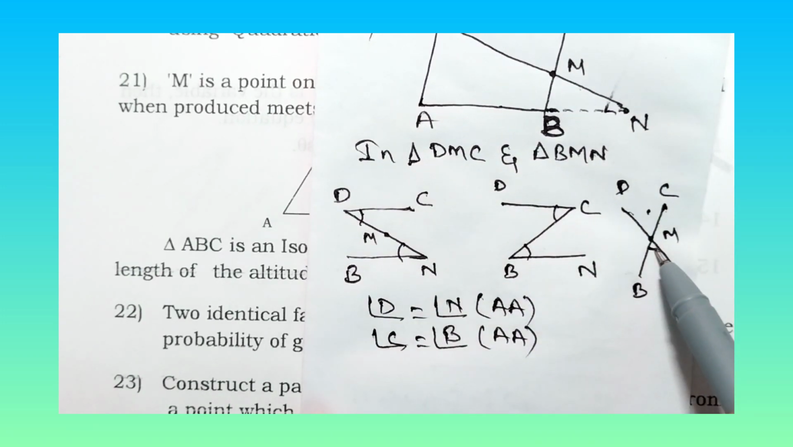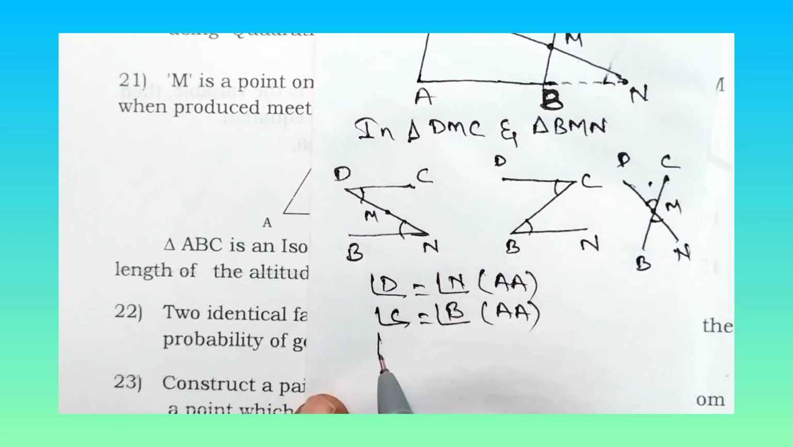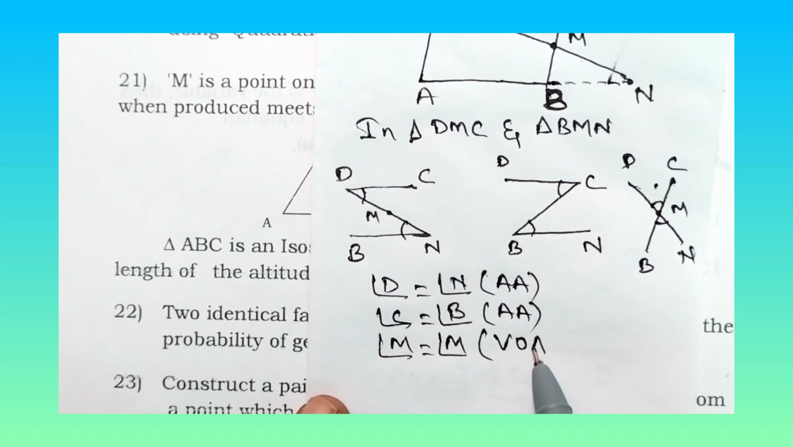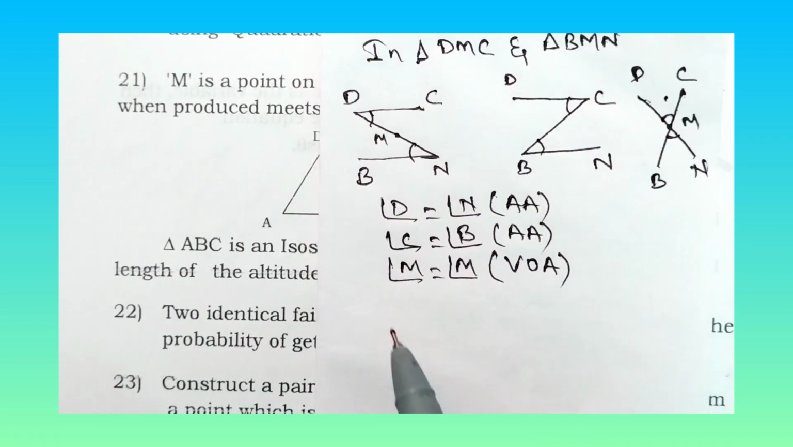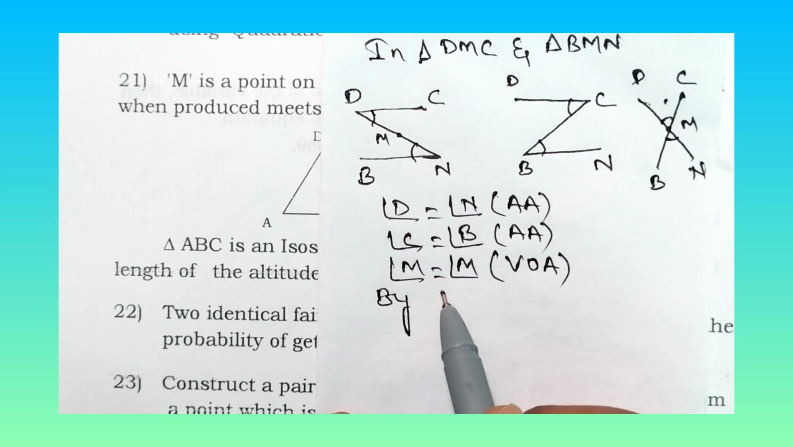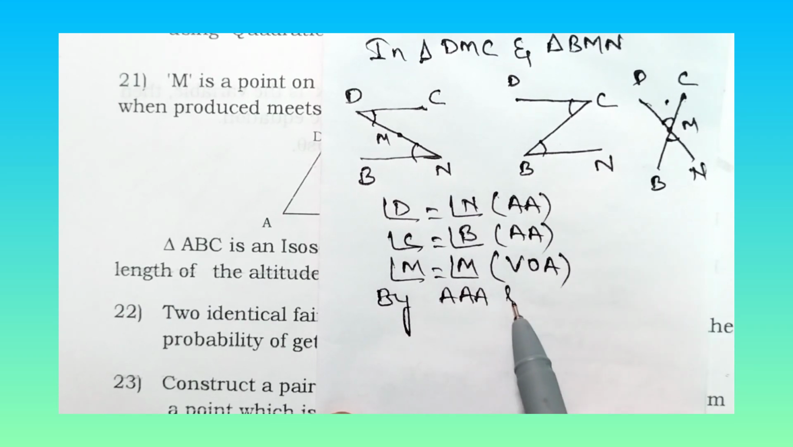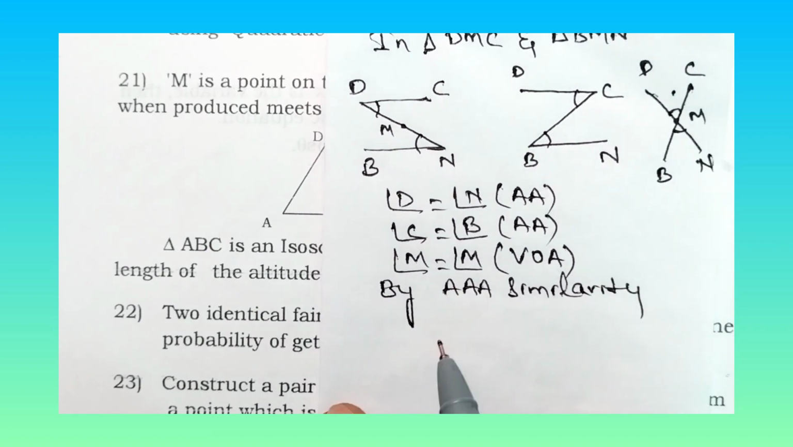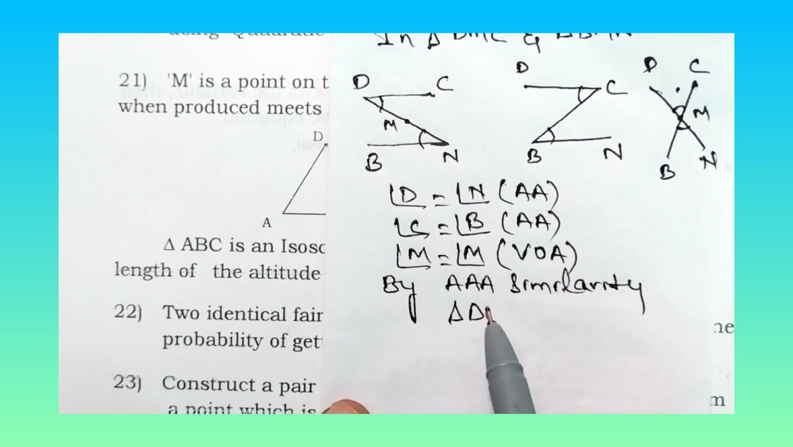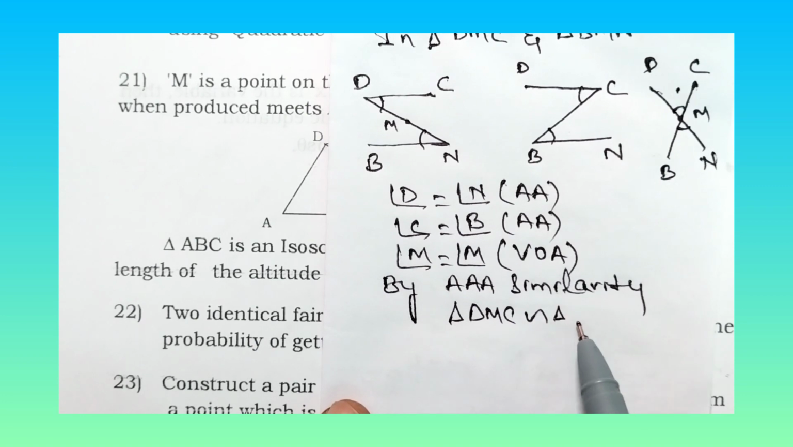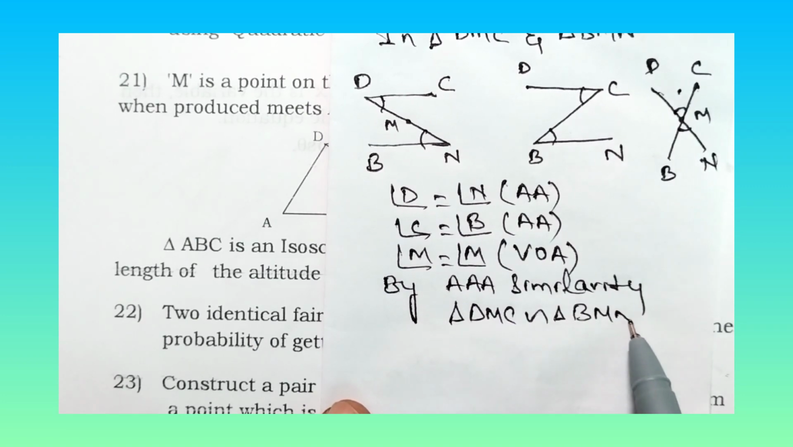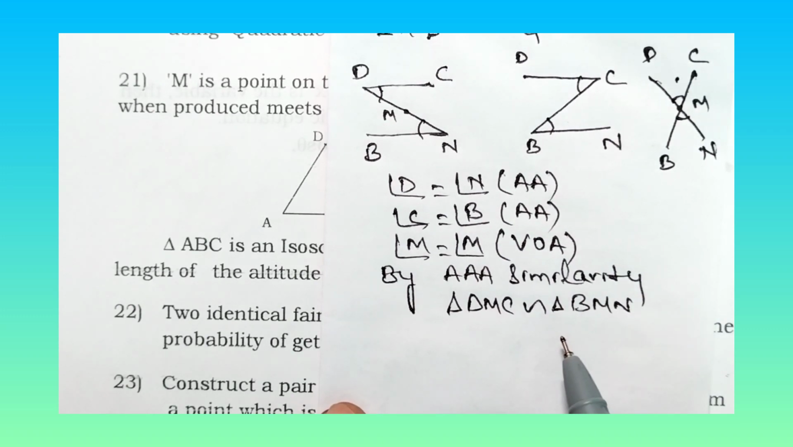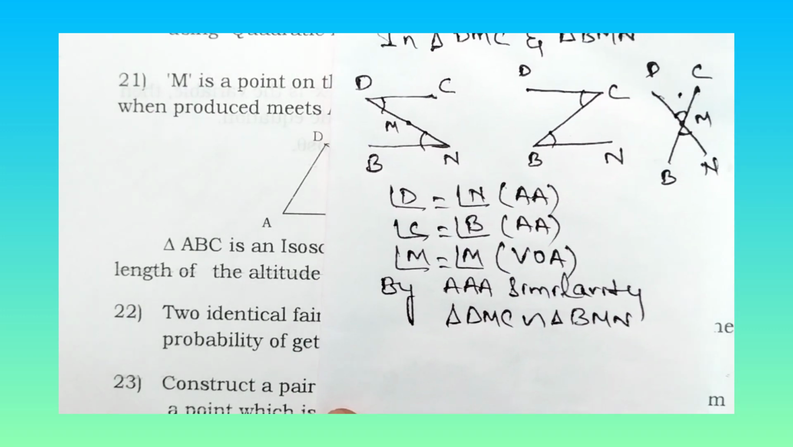ನೆಕ್ಸ್ಟ್ ಇಲ್ಲಿ M, ಆ್ಯಂಗಲ್ M ಈಸ್ ಈಕ್ವಲ್ ಟು ಆ್ಯಂಗಲ್ M ಬಿಕಾಸ್ ವರ್ಟಿಕಲಿ ಅಪೋಸಿಟ್ ಆ್ಯಂಗಲ್ಸ್. ಹಾಗಾದರೆ by AAA similarity, triangle DMC is similar to triangle BMN. So both the triangles are similar. If both the triangles are similar, then their corresponding sides are proportional.